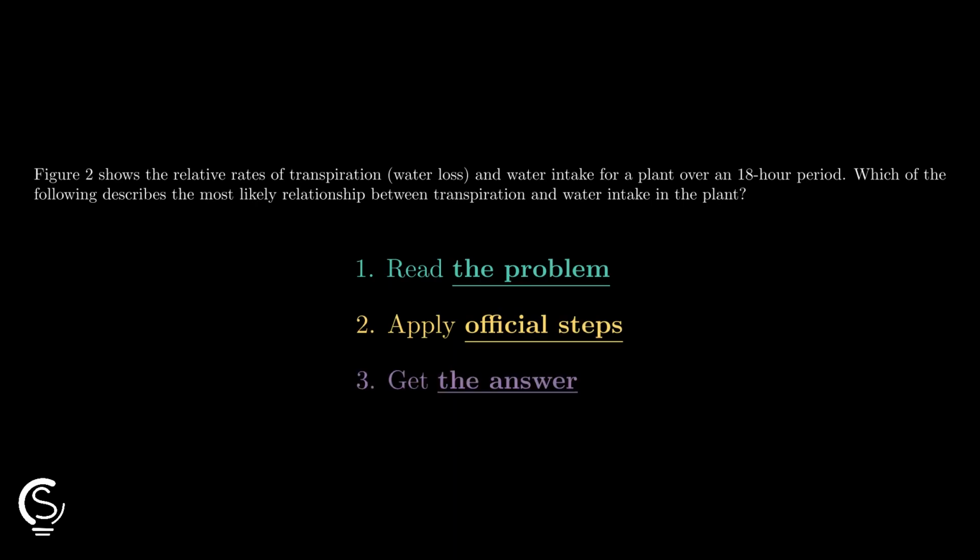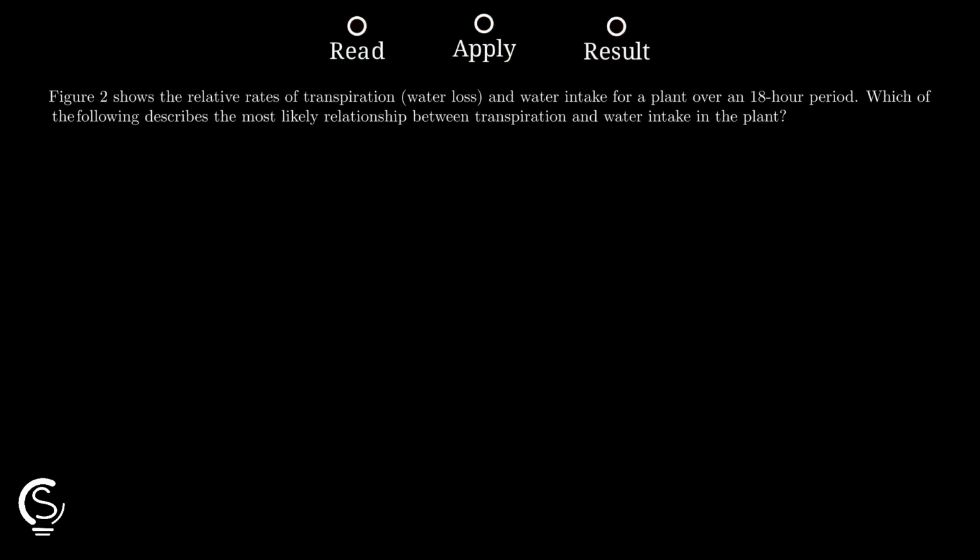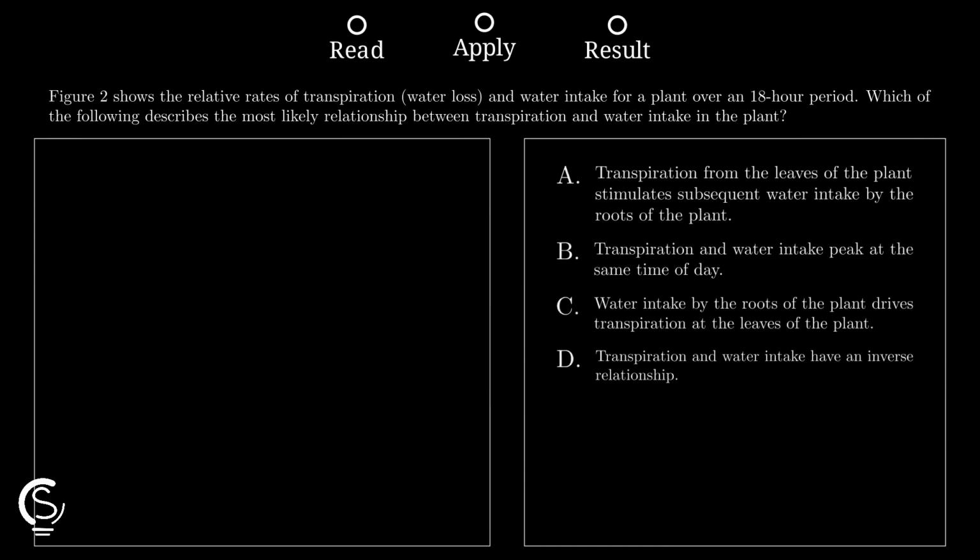Graph questions get easier when you track cause and timing, and this one is quick because the curve order shows exactly which process leads. The graph shows transpiration rising and peaking before water intake does, so watch the sequence closely. One process happens first and the other follows after, not at the same moment.